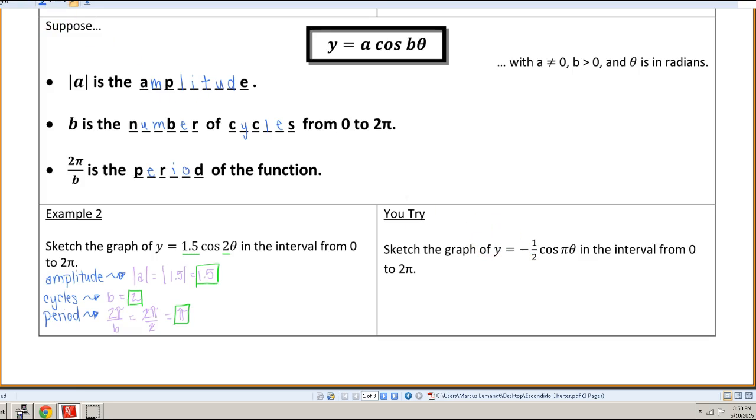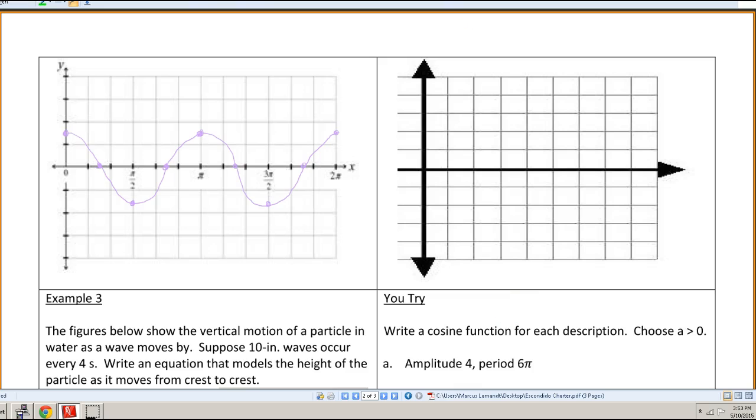So let's find our amplitude, cycles, and period. The absolute value of a is going to be the absolute value of negative 1/2, which is just 1/2. The number of cycles is b, which is pi. And the period can be found with 2 pi over b. In this case, b is pi. The pi's cancel out, so my period is 2. So I'm going to graph this the same way.